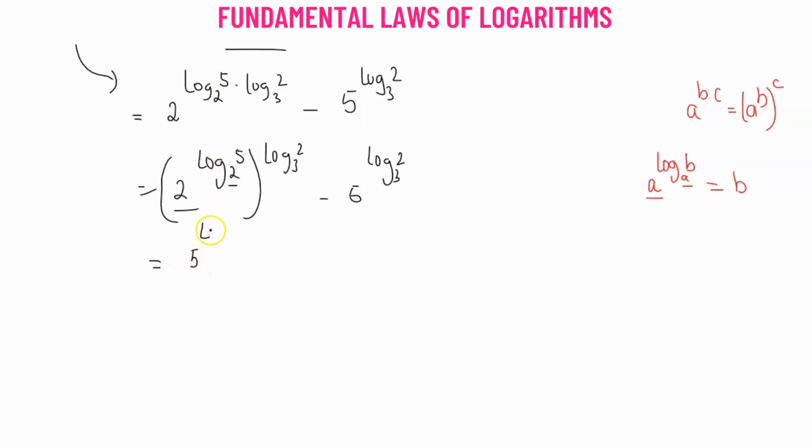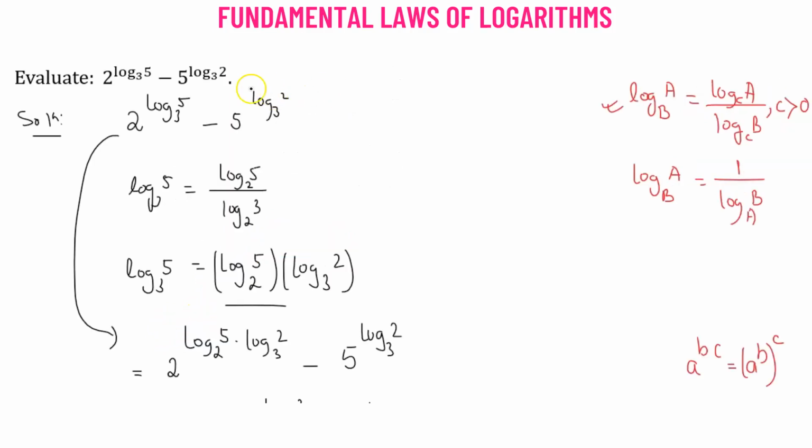So we have 5 raised to the power of log of 2 with the base of 3, and the second term is negative 5 raised to the power of log of 2 with the base of 3. That means they're exactly the same term and they will cancel each other to give us 0. This is the value of the given expression, and its value is equal to 0.